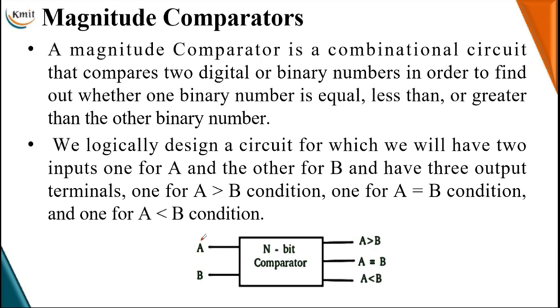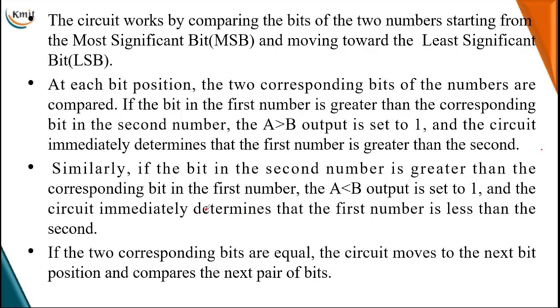Now in this magnitude comparator, we are going to compare the first number a with the second number b. Relative magnitudes we need to compare, and based on the relative magnitudes, one of the outputs will be equal to logical one. So we start with the most significant bit position and move towards the least significant bit position. At each bit position, we check whether the bit of the first number is greater than the corresponding bit of the second number.